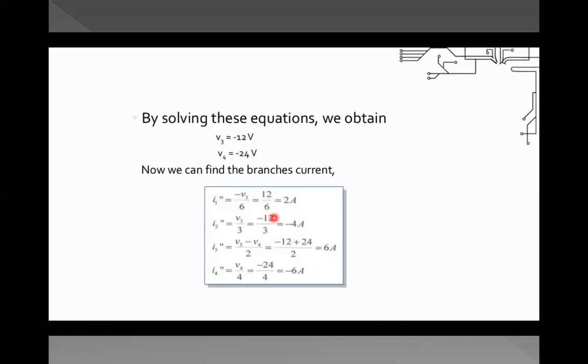So if you see this and put the values of V3 and V4, you'll get the values as I have explained by the circuit diagram. So I1 double dash is equal to 2 amps, I2 double dash is equal to minus 4 amps, I3 double dash is equal to 6 amps, I4 double dash is equal to minus 6 amps. Now we need to find out the actual current. So actual current I1 should be equal to I1 dash plus I1 double dash. I2 should be equal to I2 dash plus I2 double dash, and so on and so forth.